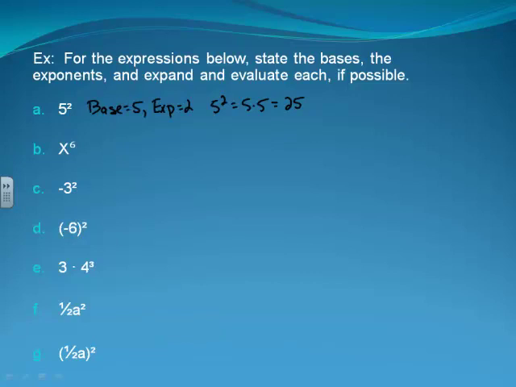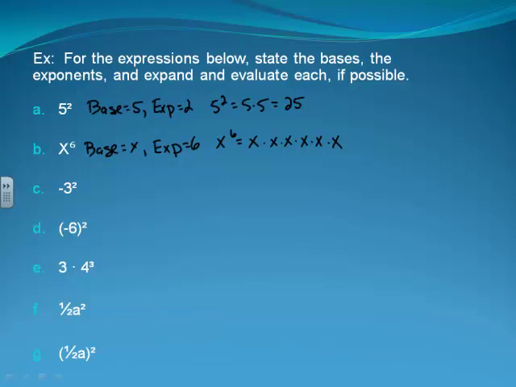X to the 6. Our base is x. Our exponent is 6. X to the 6th can be written in expanded form as a series of 6 x's being multiplied together. And in that case, because we don't know what x is, there's nothing more we can do unless somebody tells us what our x is representing.